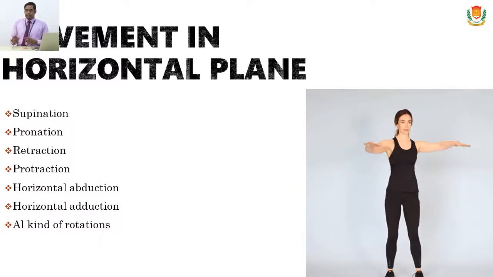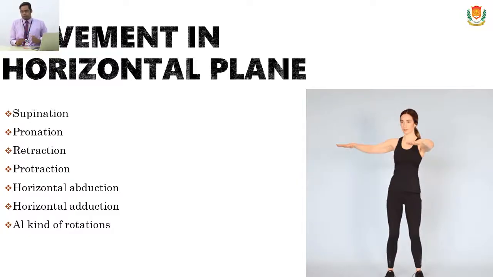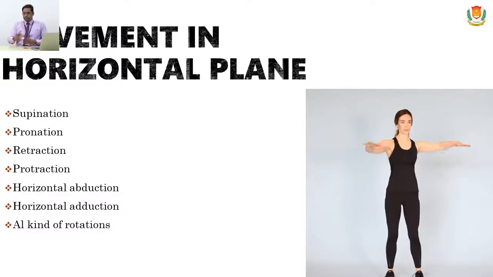And the same thing applies to the rotation of the shoulder or the rotation of any joint. Suppose I'm talking about the rotation of the shoulder. If the shoulder gets rotated like this, that is lateral rotation, and the shoulder comes back inside, that is medial rotation. So this lateral and medial rotation also comes under the umbrella of your transverse plane or horizontal plane. Alright. Now the other movements like supination and pronation, that is the movement of your radioulnar joint. That is the movement of the forearm.